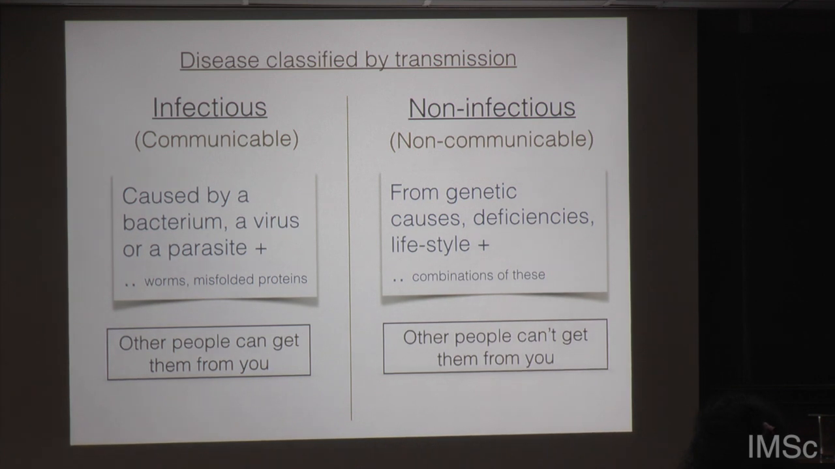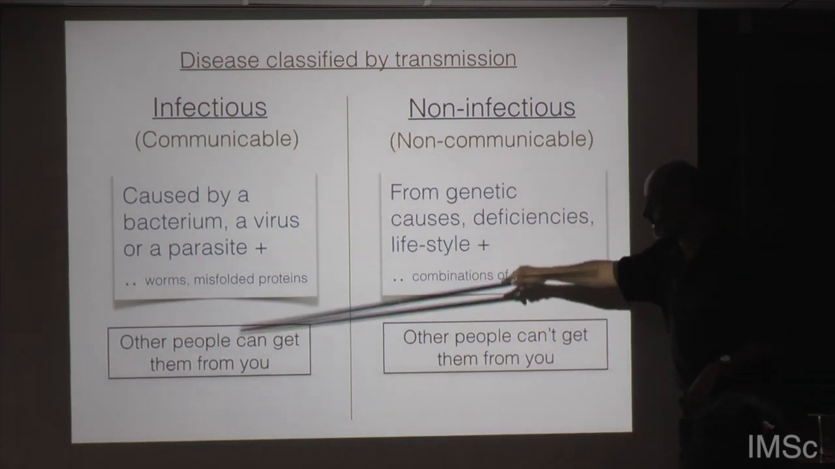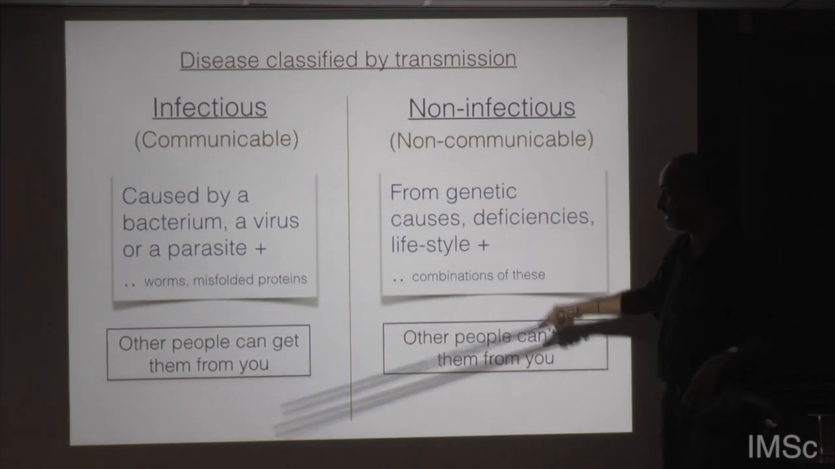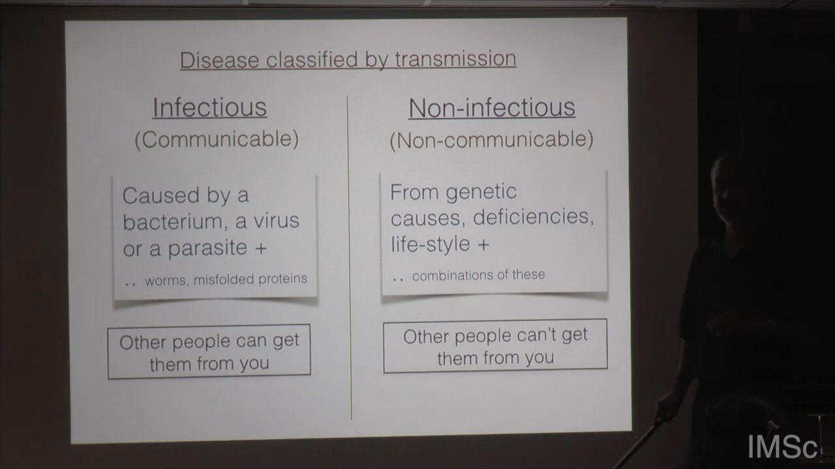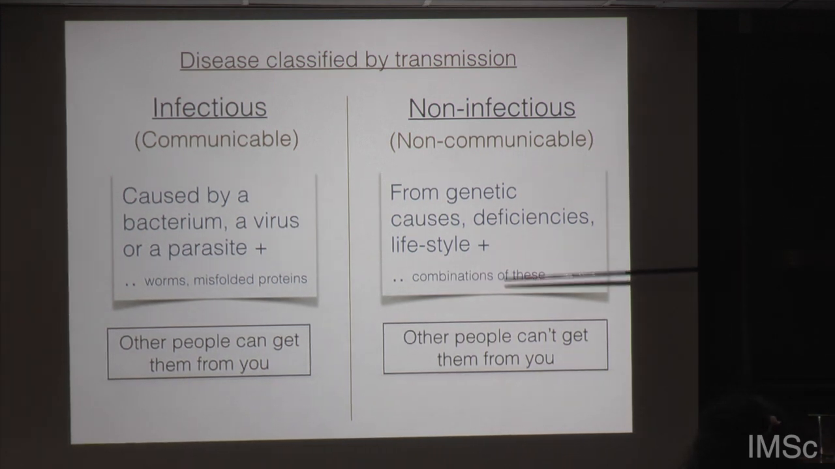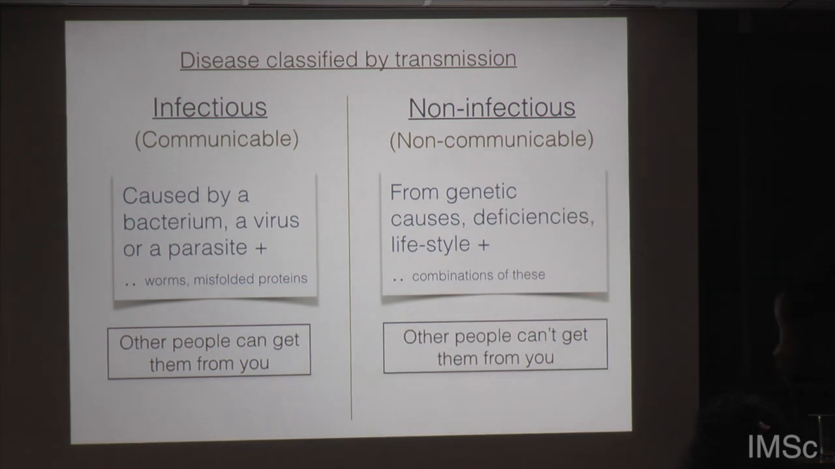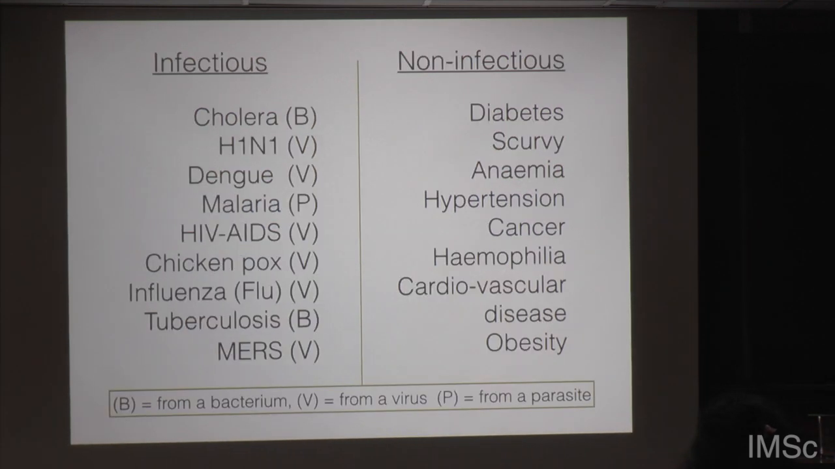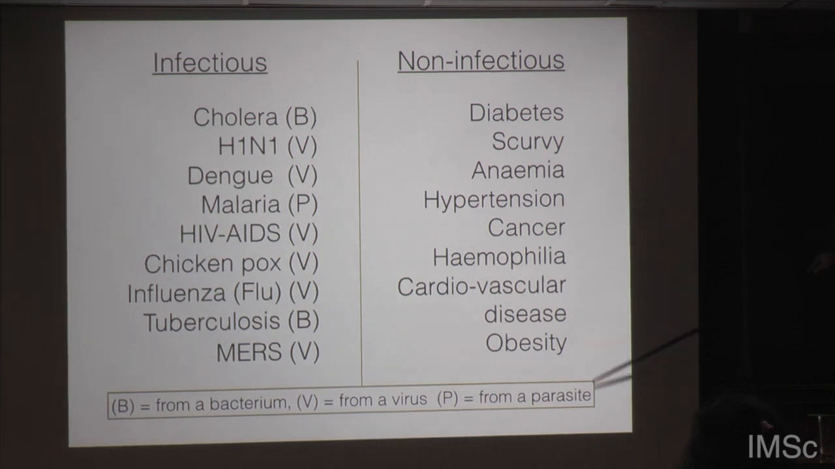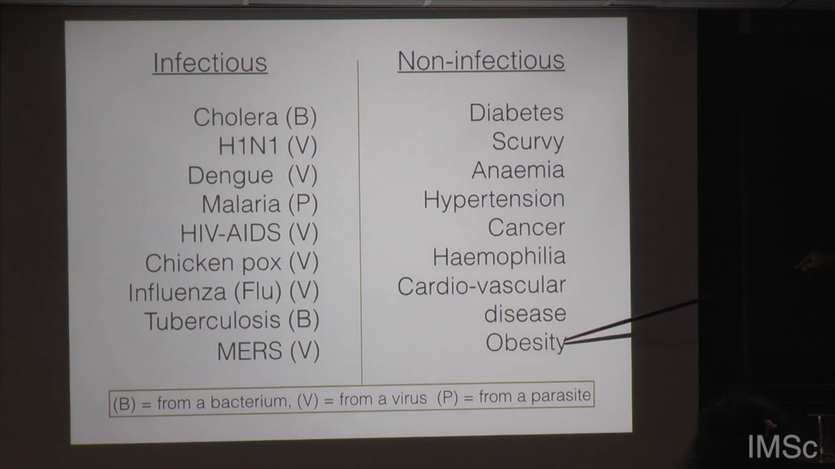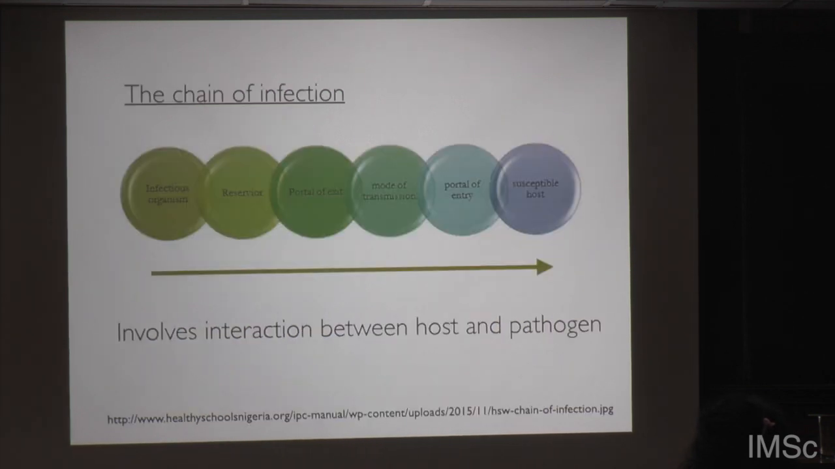So just remember this: infectious or communicable disease is caused by a bacterium, virus, or parasite. We didn't discuss misfolded proteins, but that's another source of disease here. And really the bottom line is other people can get them from you. Over here we have non-infectious, non-communicable diseases that come from these causes, and other people cannot get them from you. We will be worried about this column on the left as we go on. So here is a bunch of the non-infectious diseases to add to the infectious ones: hypertension, cancer, hemophilia, cardiovascular disease, obesity, etc., on that side.